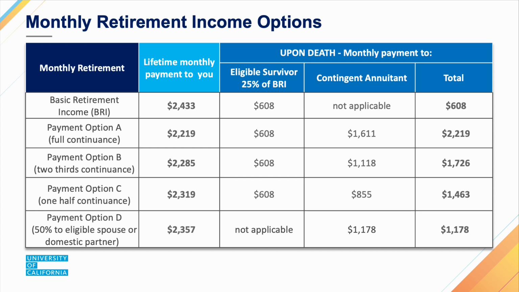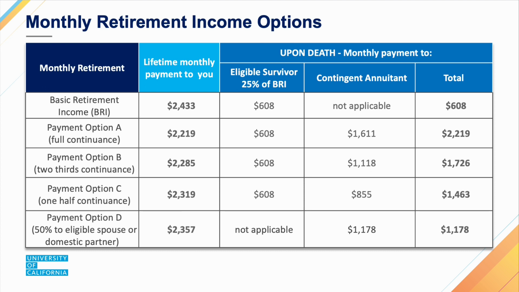So let's take a look at an example. This chart outlines the alternate payment options. In this example, this person's a 1976 tier who's coordinated with Social Security, electing to retire at age 60. So we're using the 2.5% age factor. And let's say the member has 15 years of service. So the benefit percentage is 37.5%.